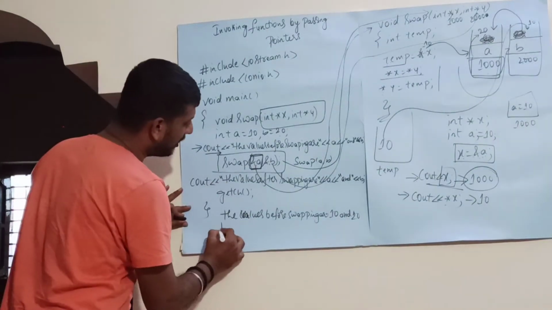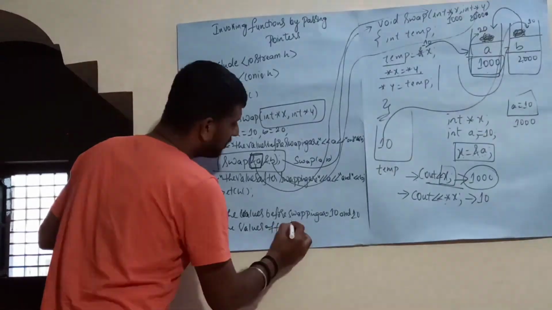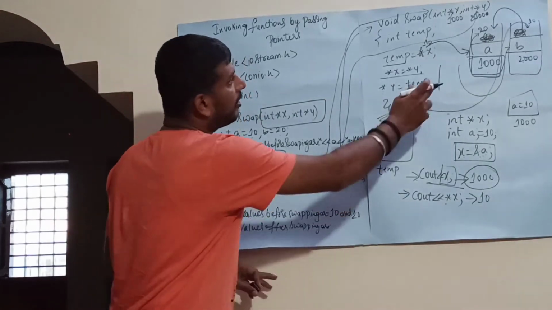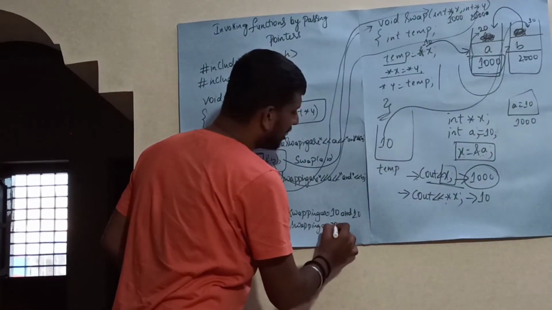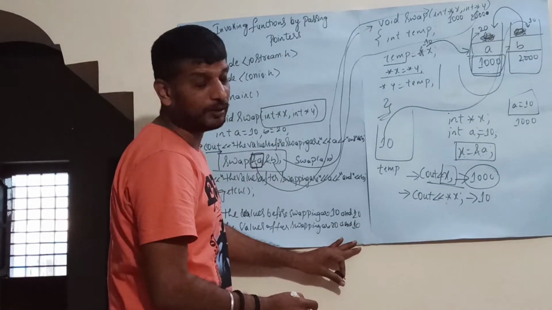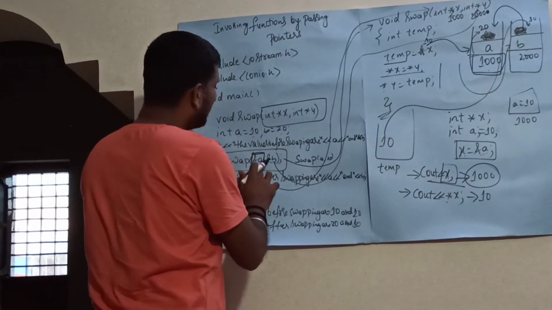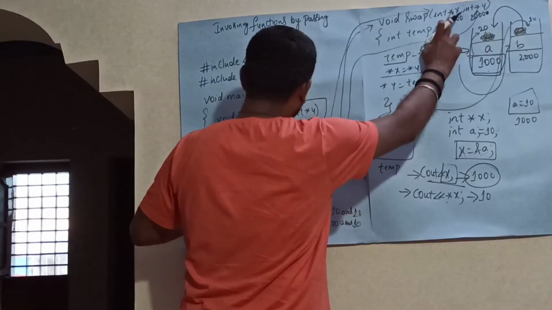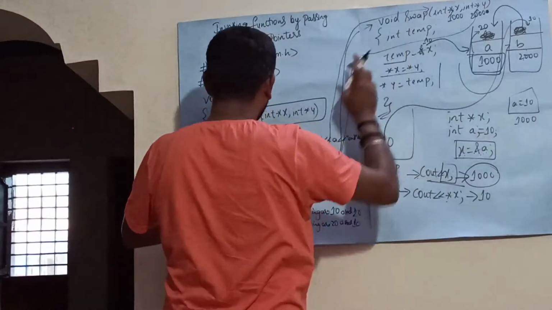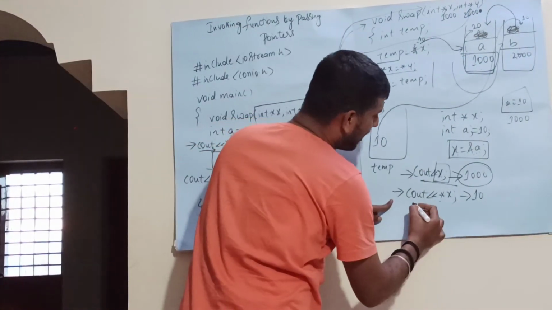Now after swapping, it will display the values after swapping. What are the values after swapping? A value becomes 20 and B value becomes 10. So this is exactly what the output will be. Coming to the function definition, &A will get stored in x and &B will get stored in y. That is, the address of A gets stored in x and the address of B gets stored in y. Okay, and come back to this particular step.